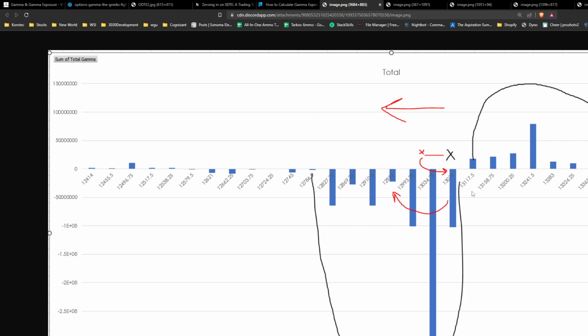We don't touch. Now, when we have this pullback into 13,076, what we're saying is that if it goes beyond this point, we're in no man's land. We don't really have a good idea of what the price can do or wants to do. And there are a few different strategies surrounding using the front strike and the back strike.